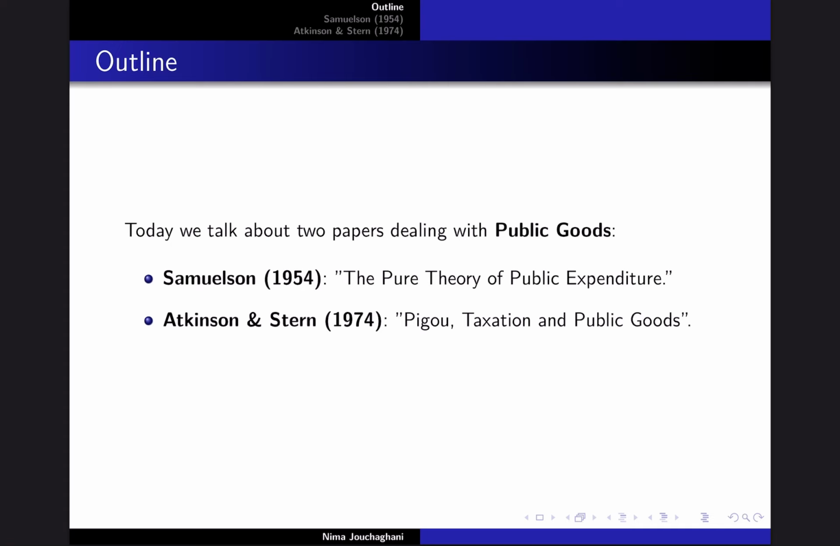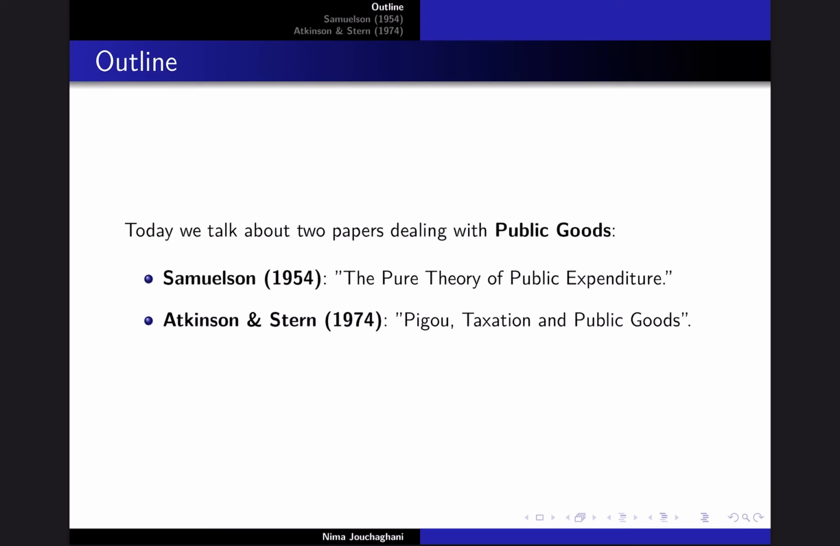So in particular, we will talk about the seminal paper by Samuelson, which was published in 1954 and has the title The Pure Theory of Public Expenditure. You encountered this paper in Proposition 1 on, I think, slide 6 or so on the lecture slides for the topic of public goods. And this is basically the paper which builds the foundation for this proposition.